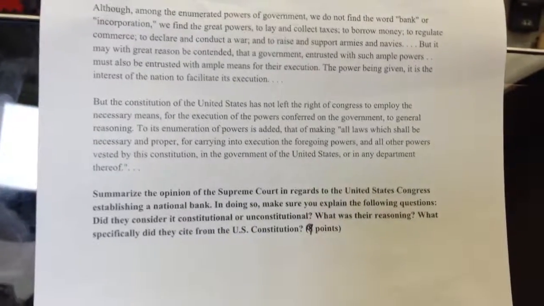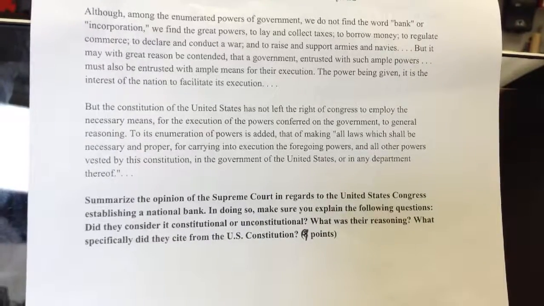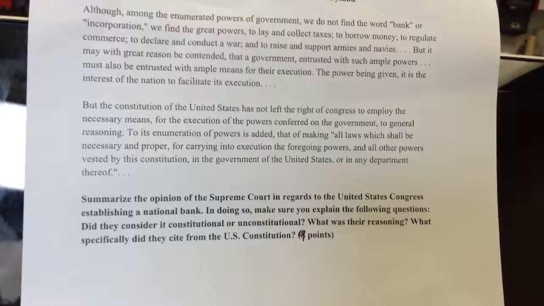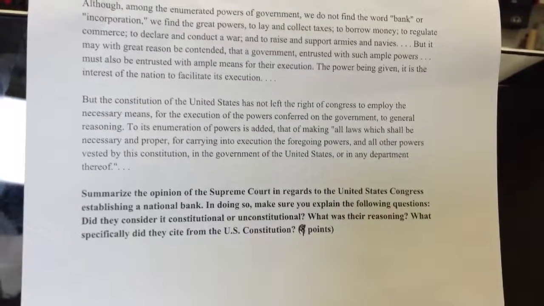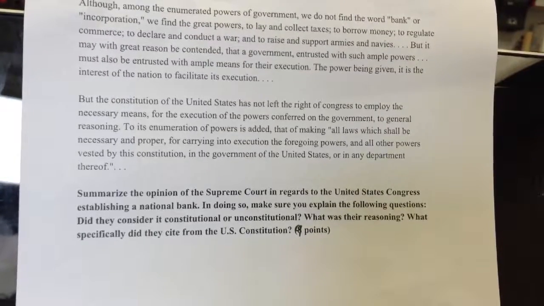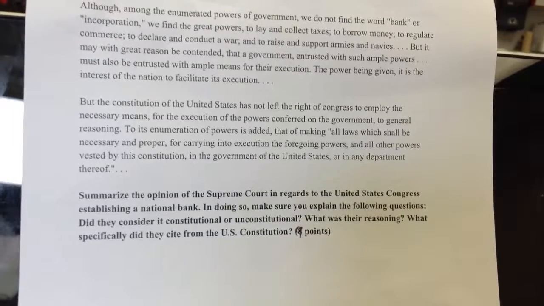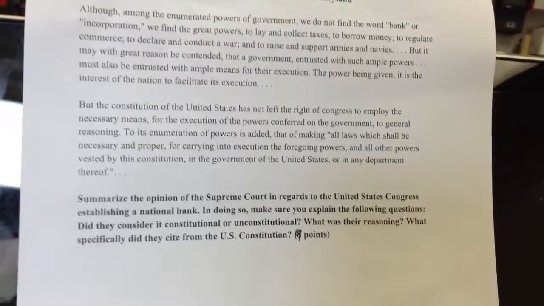Okay, now here's the question. Summarize the opinion of the Supreme Court regarding the United States Congress establishing a national bank. In doing so, make sure you explain the following questions. Did they consider it constitutional or unconstitutional? Also, what was their reasoning? And finally, what specifically did they cite from the U.S. Constitution?